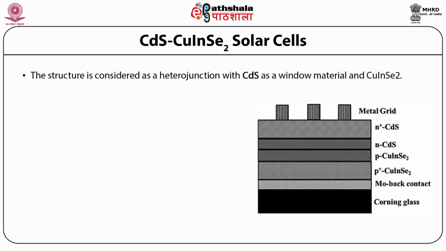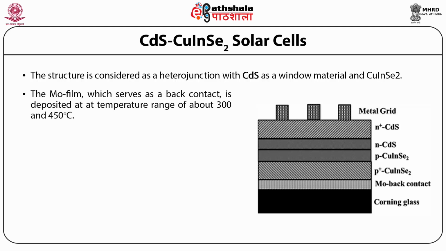Thin film deposition using multiple source evaporation results in high quality films with grain sizes of about 2.5 micron. The moly film, which serves as a back contact, is deposited at a temperature range of about 300 to 450 degrees Celsius. The schematic structure of the cadmium sulfide copper indium selenide thin film solar cell is shown in the figure.